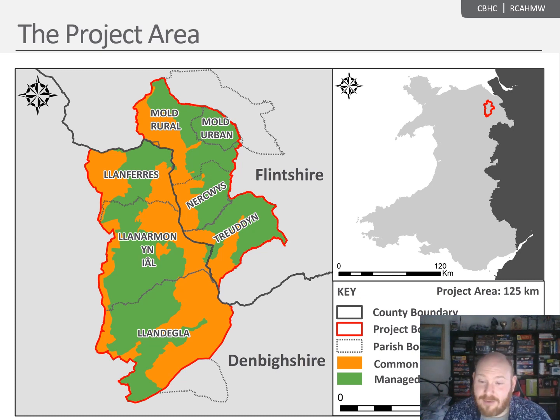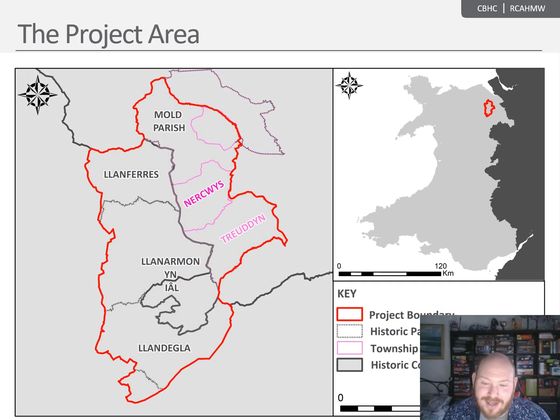We also chose this area because we wanted to understand boundaries. The boundary between Flintshire and Denbighshire is very interesting because if you go back 100 years or so, the actual Flintshire-Denbighshire boundary was very different. So this is a snapshot roughly of the parishes around 1880. And you can see there's a big swathe of Llanarmon that was actually in Flintshire. And also the parishes of Nerquist and Trythyn today, historically, were townships of Mould. So we wanted to understand how those things have progressed over time, although relatively recent in terms of historiography.